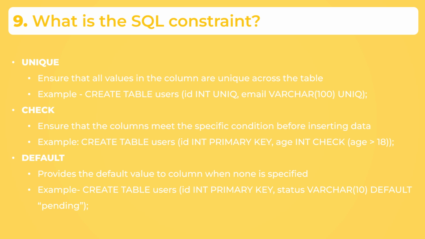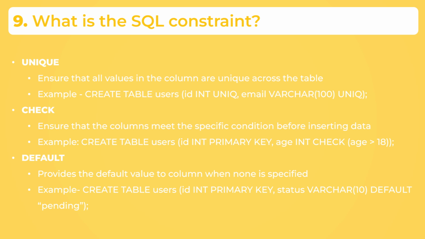Next one is the check constraint. It ensures that the column meets a specific condition before inserting the data. For example, create table users (ID integer primary key, age int check (age > 18)). So before inserting the data into the age column, we are applying the condition that the value must be greater than 18.